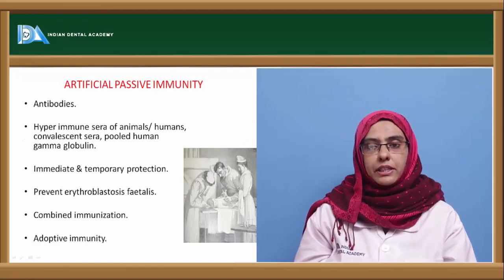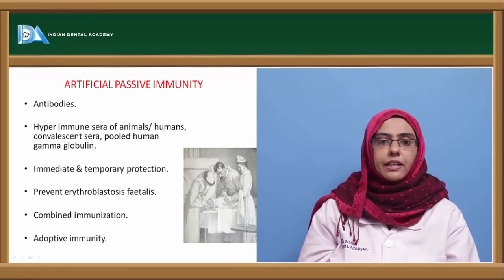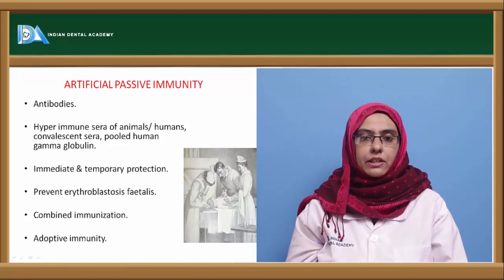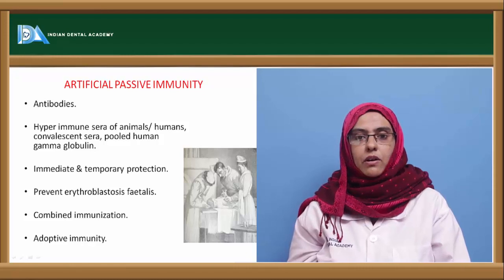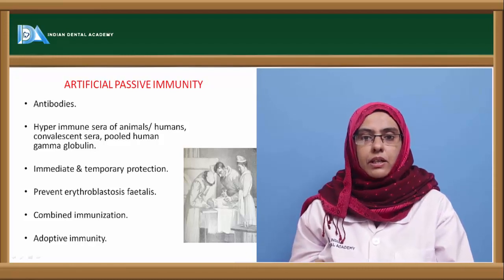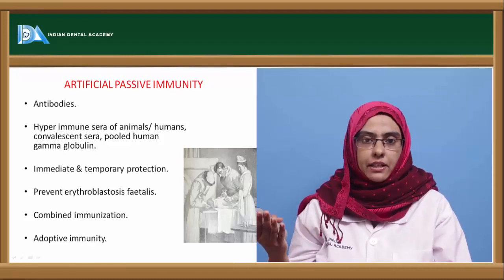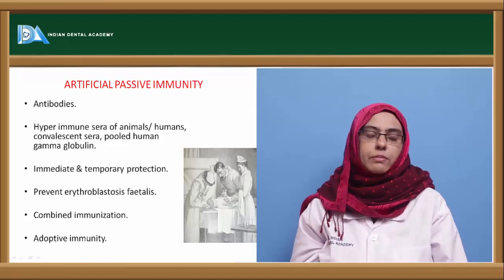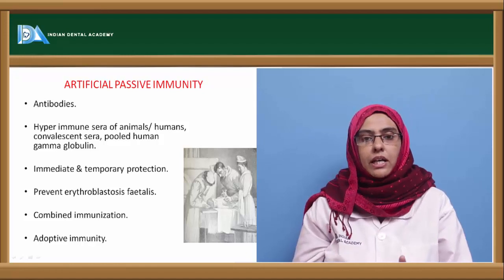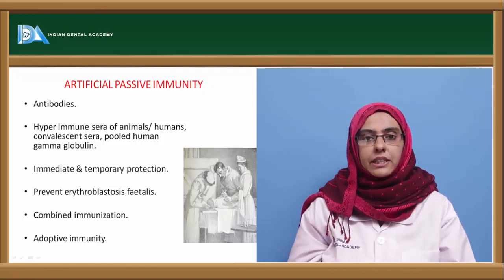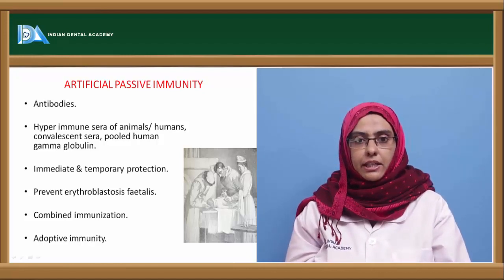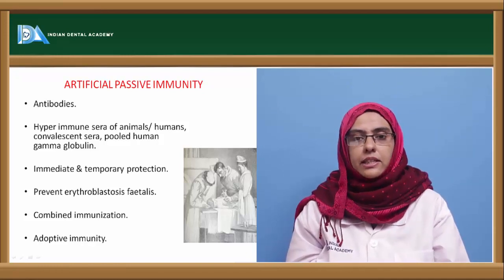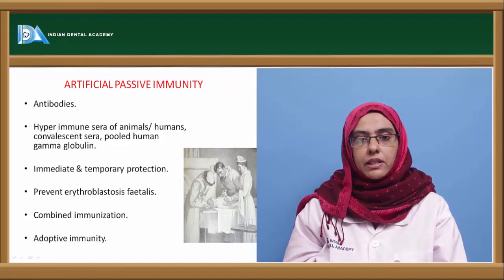Next is artificial passive immunity. Here we give antibodies that are prepared in the laboratory, from horse serum, from experimental animals, or from humans who voluntarily come up to give the antibodies. These antibodies are preformed in the laboratory and given to patients suffering from conditions such as snake bites. Immediately they have to be given certain types of antitoxins, right? So the antibodies act as antitoxin against the snake venom.